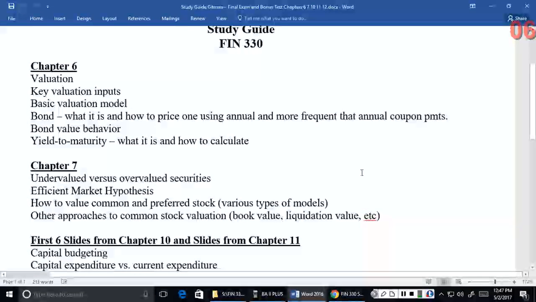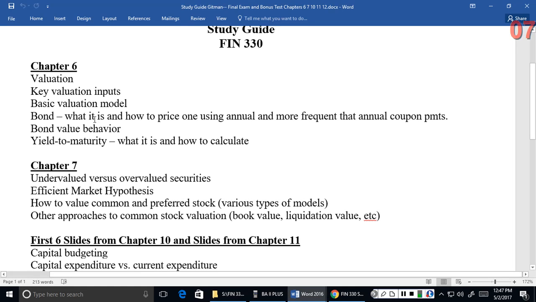So going back to chapter 6, which seems like a long time ago, but that was our bond valuation chapter. So things like, what is valuation? What are the key valuation inputs? Also the basic valuation model. Okay, and basically all that said was that the value of any asset is equal to the present value of the future expected cash flows. So whether we're valuing stock, bonds, a business, whatever. That's how we would do it.